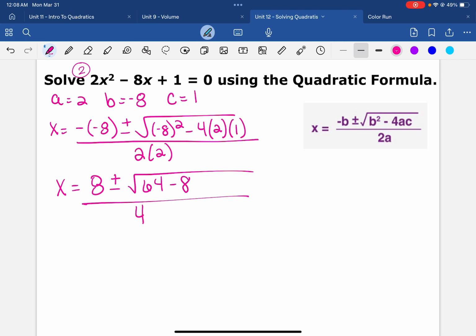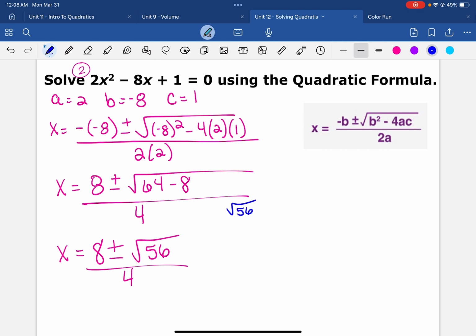All right, we can simplify under the radical. x is equal to 8 plus or minus the square root of 56 all over 4. All right, we're not done, because even though, hope you recognize that the square root of 56 is not a perfect square, we can simplify this. This goes back to simplifying the radicals. So I'm going to go over and do some side work. I need to simplify the square root of 56.